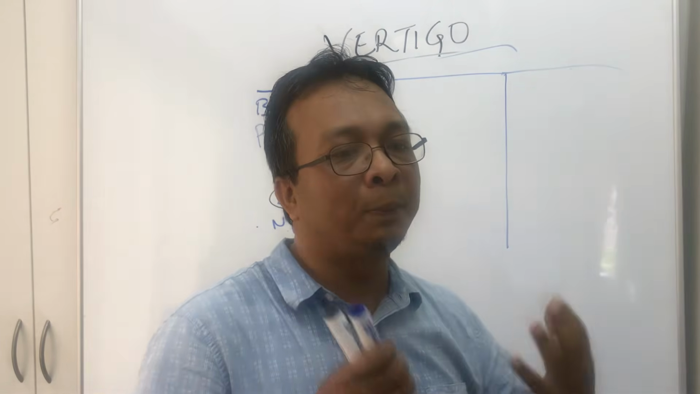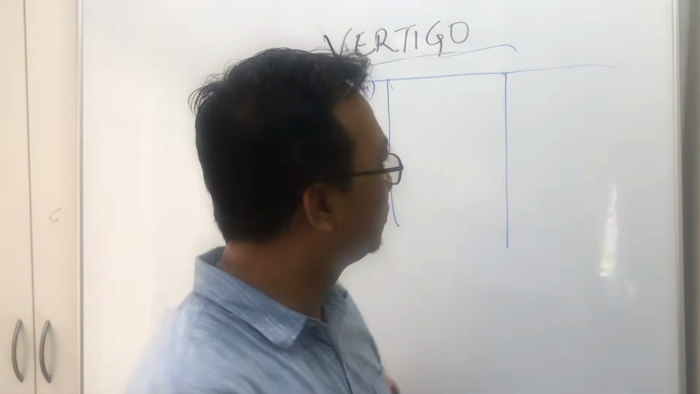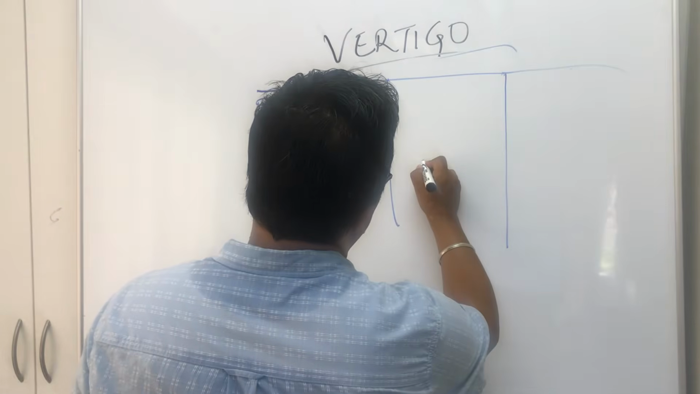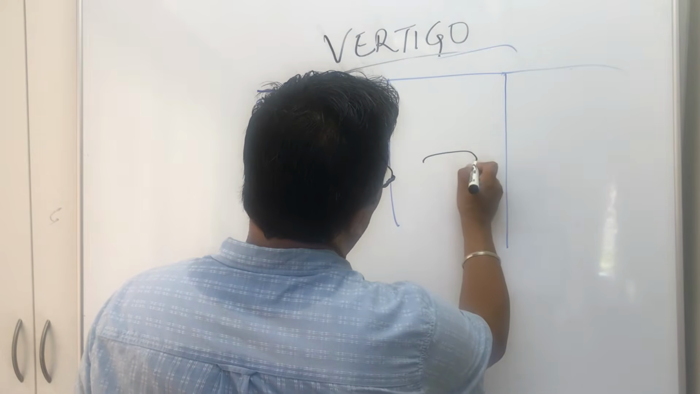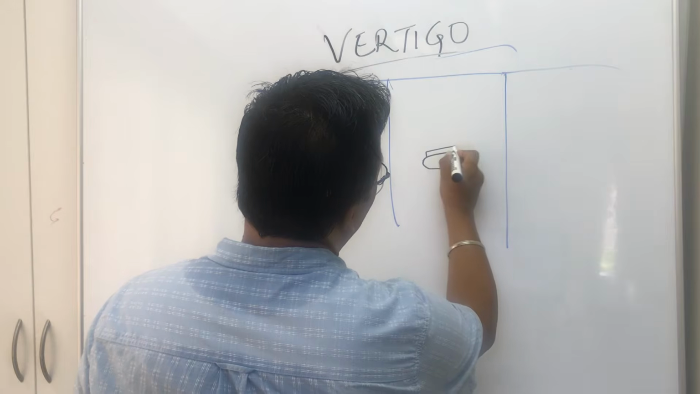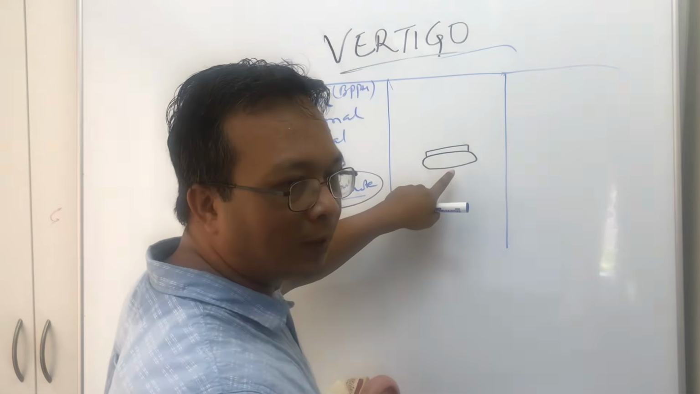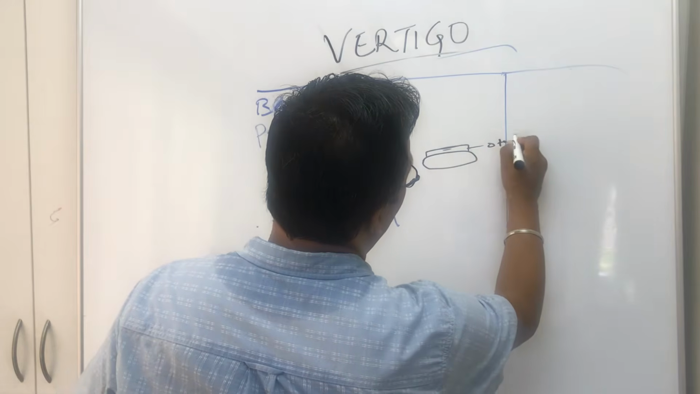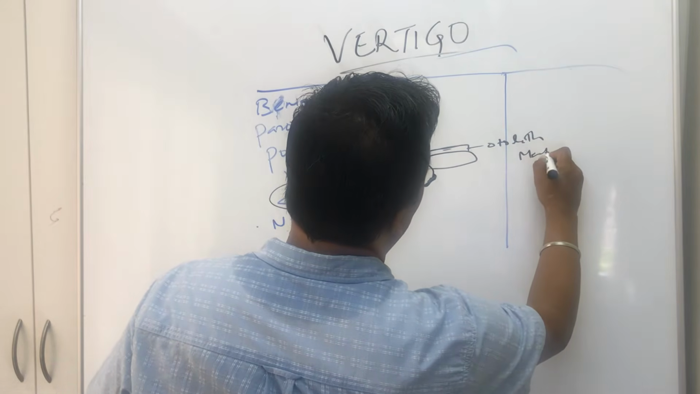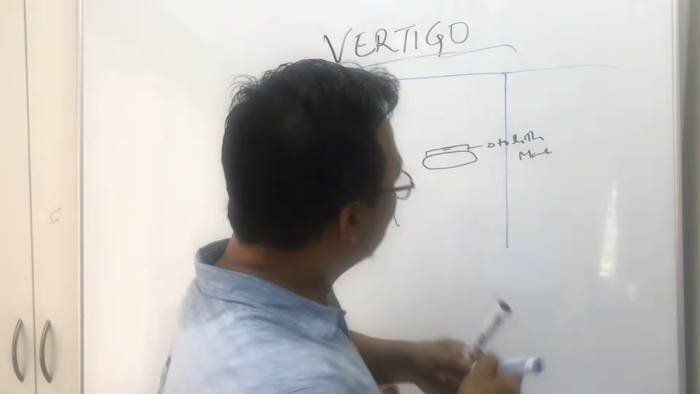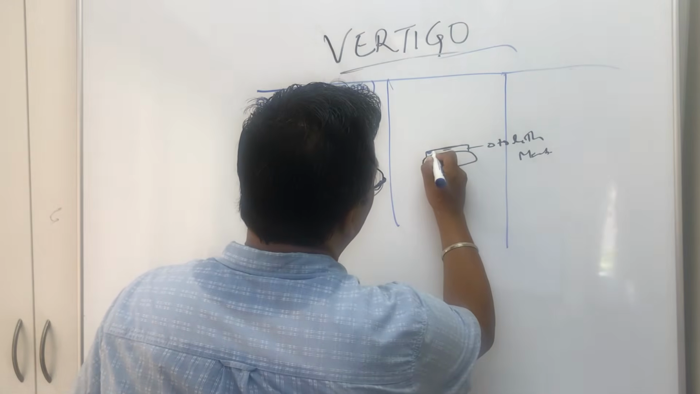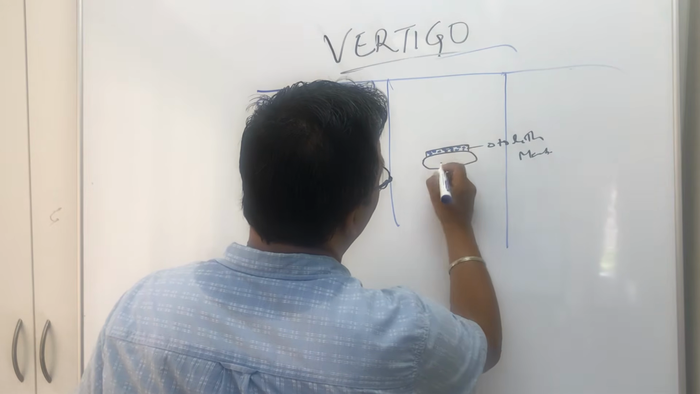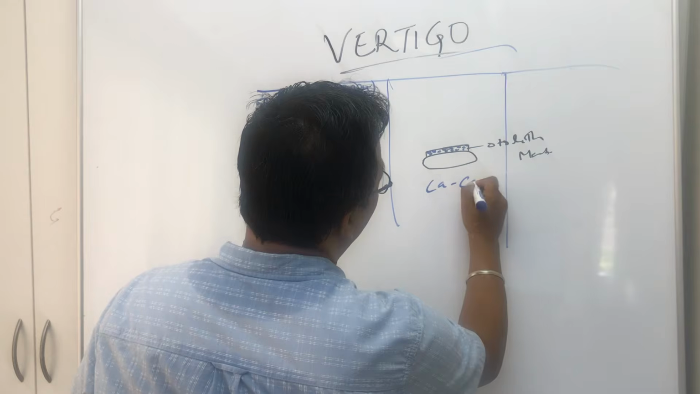Now, what is the pathophysiology of BPPV? If you remember the utricle and the saccule, in the otolith organ, above the utricle and saccule there is a membrane which is called the otolith membrane. Now this otolith membrane is made of calcium carbonate crystals.